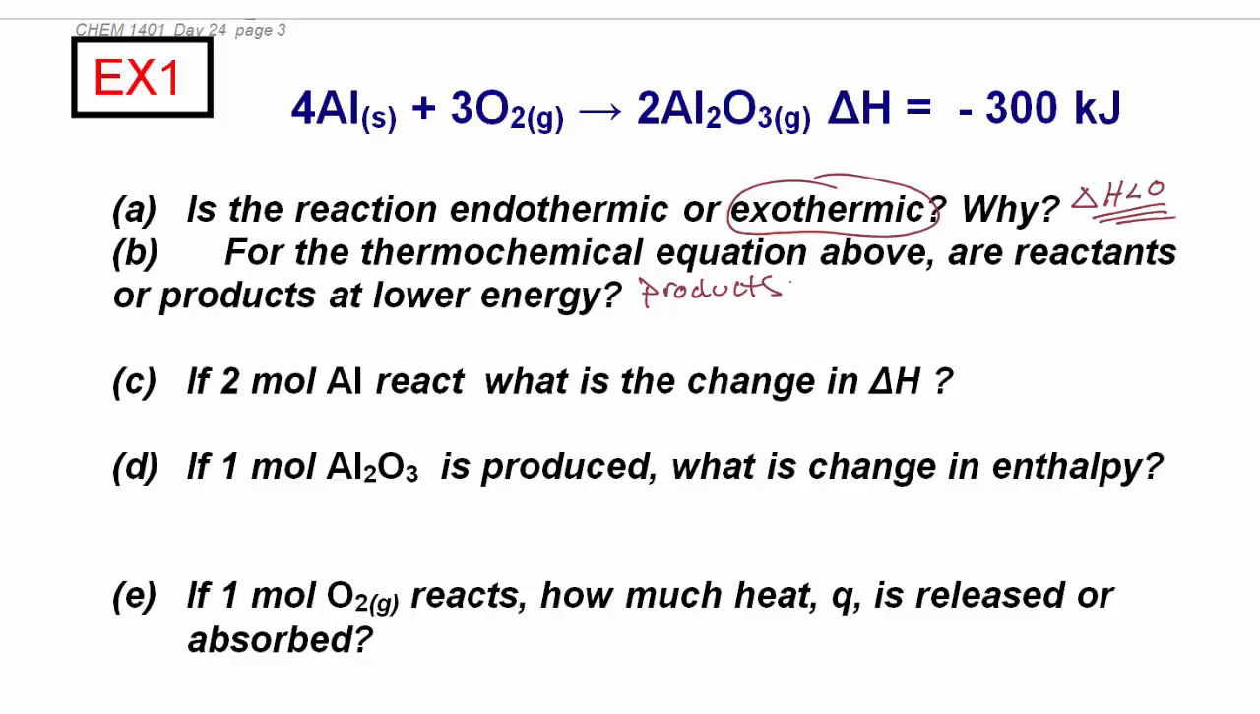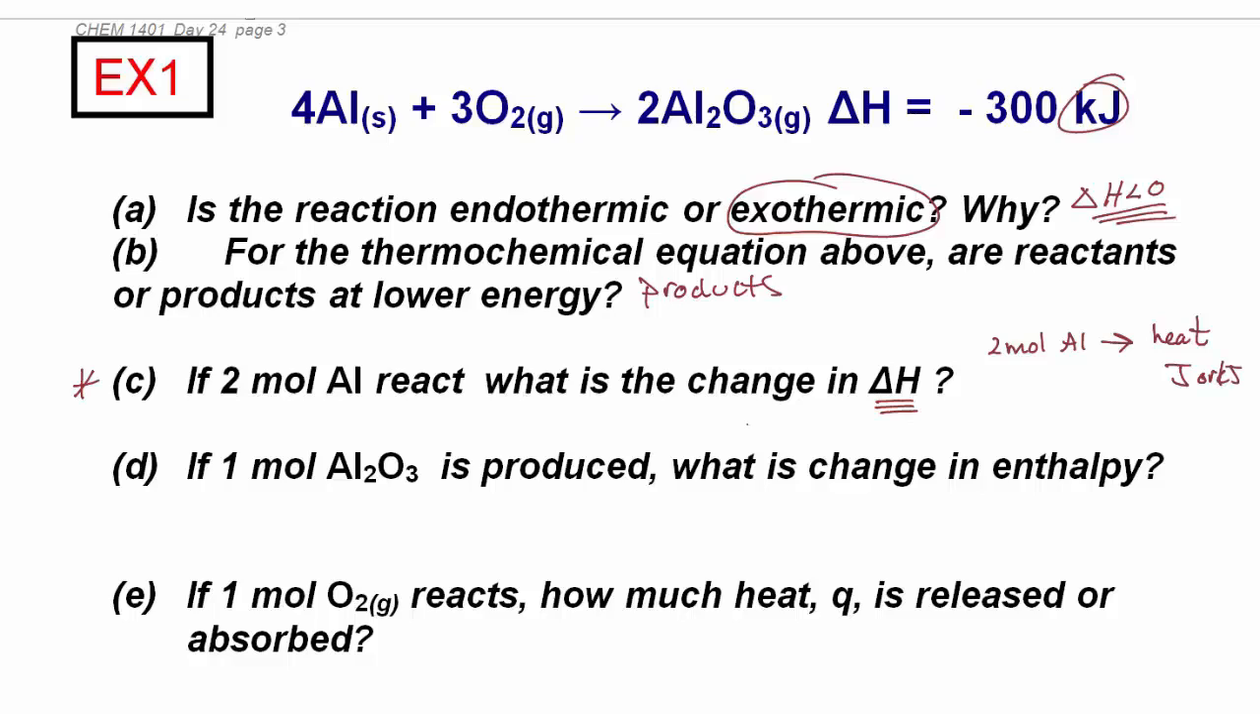If 2 moles of aluminum react, what is the change in enthalpy? A strange way of asking a question, but we just need to get used to it. All they're asking for is heat. They want us to convert 2 moles of aluminum to heat. And remember, heat has units of joules, but also kilojoules.